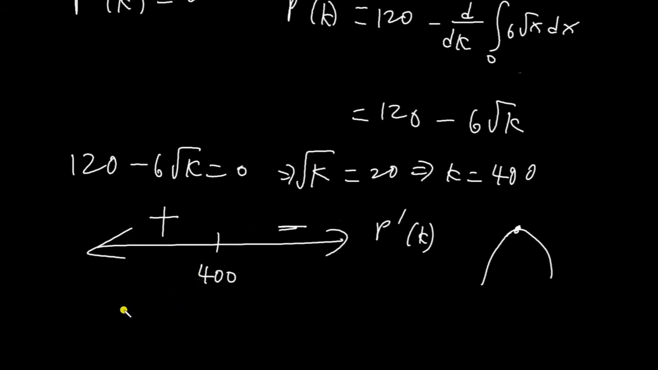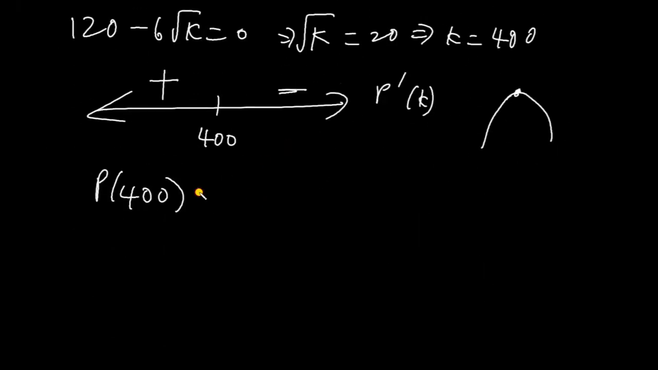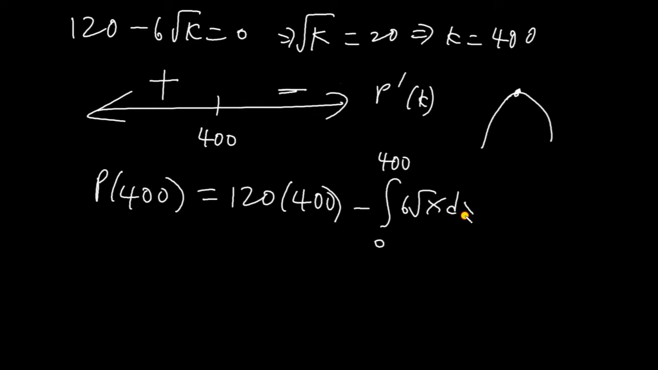So the maximum profit, therefore, is P of 400. What's P of 400? You plug 400 into the equation up here for P of K. You evaluate that in your calculator. Let me read it out real quick: 120 times 400 minus the integral from 0 to 400 of 6 square root of x dx. And this comes out to be 16K, 16,000. That's a good profit on one cable.